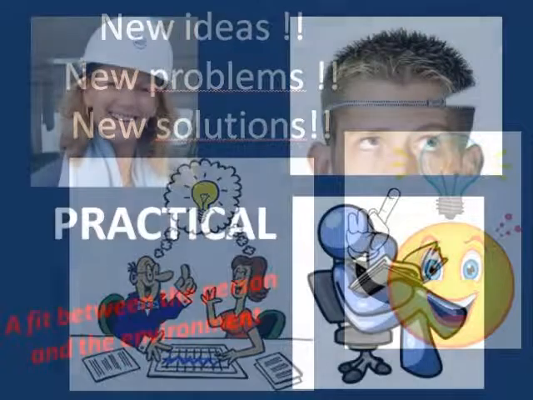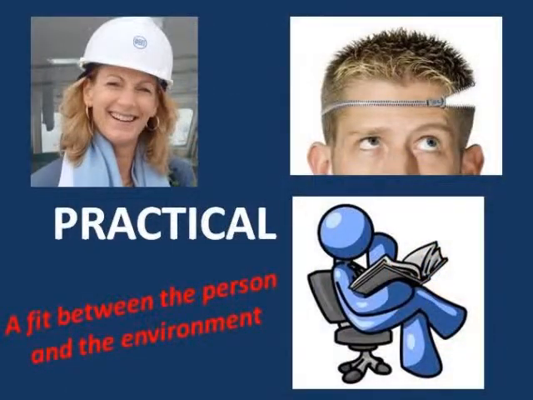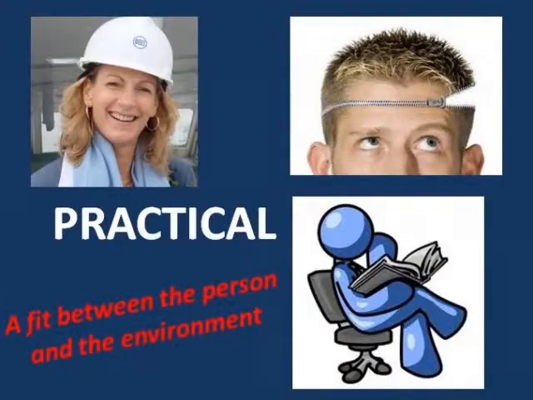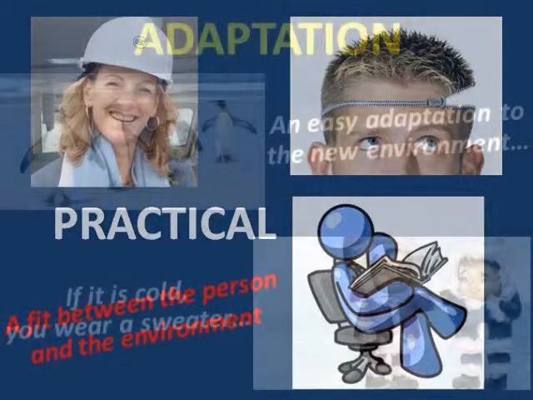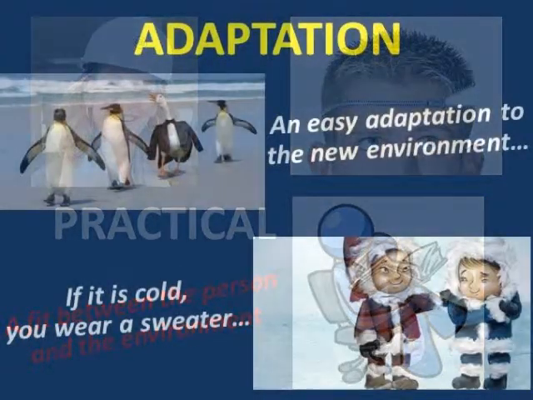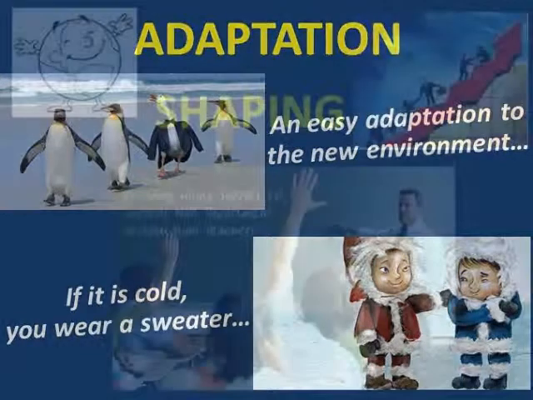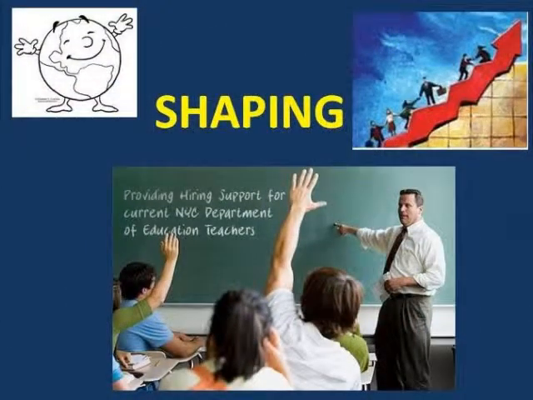And finally, the practical intelligence, where individuals create an ideal fit between themselves and their environment. This type of intelligence is often referred to as street smarts, and it involves adaptation and shaping. Adaptation occurs when one makes a change within oneself in order to better adjust to one's surroundings. For example, when the weather gets too cold, people adapt by wearing extra layers of clothing to remain warm. And shaping occurs when one changes their environment to better suit one's needs.